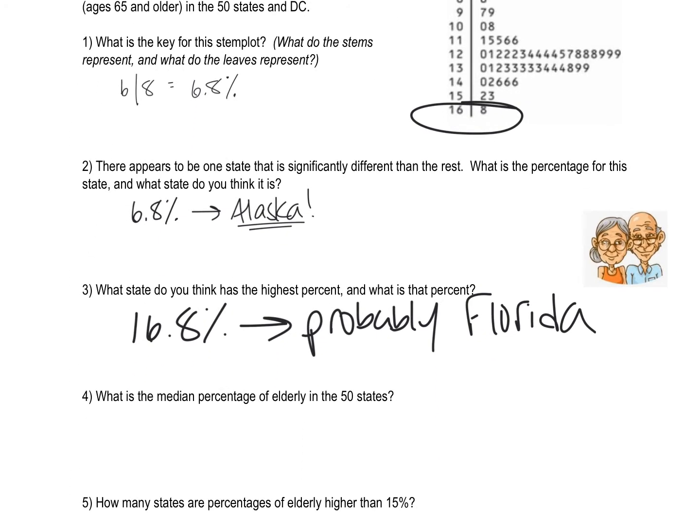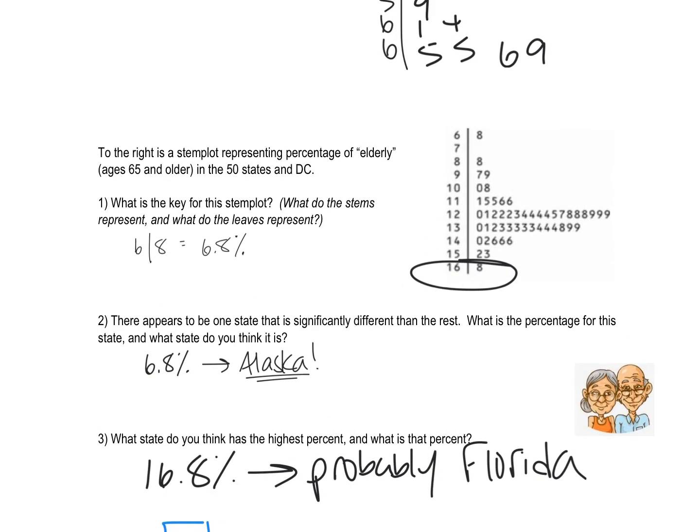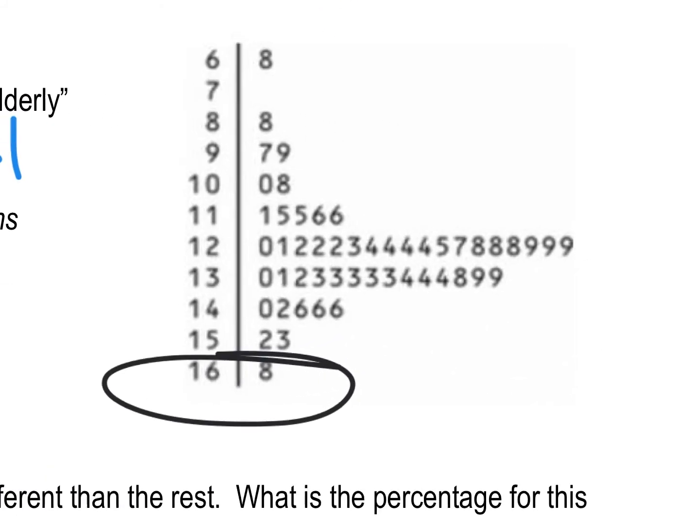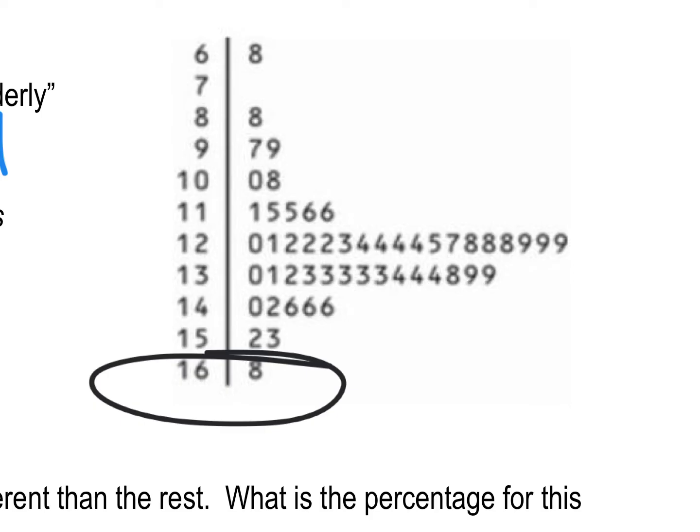What is the median percentage of elderly in the 50 states? So here is a little bit of a time-consuming question, but you guys know what the word median is. It's middle. And since we have 51 states up here, the 50 states plus DC, there's 51 numbers in here. And so I can figure out exactly what the median number is by just counting. So this is my first, second, third, fourth, fifth, sixth, on and on and on. 14, 15, 16, 17, 18, 19, 20, 21, 22, 23, 24, 25. This is my middle one, and then there happens to be 25 on the other side.